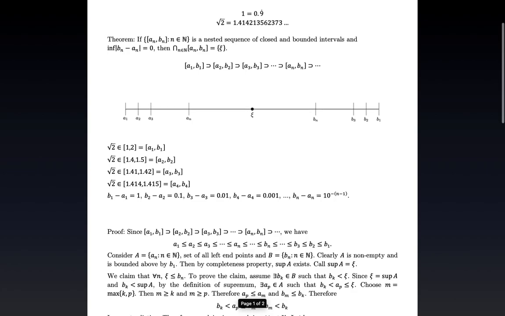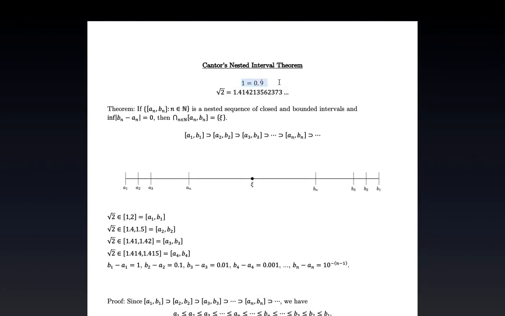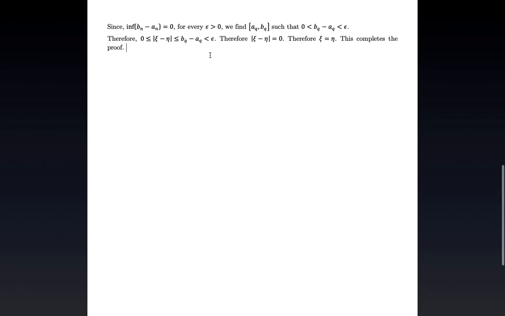So now, once this proof is done, how does this address the question of two different representations, like the one we saw, 1 and 0.9 recurring? So this is our next question to answer.